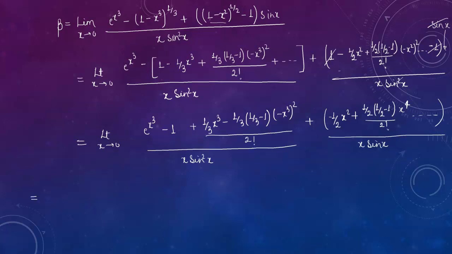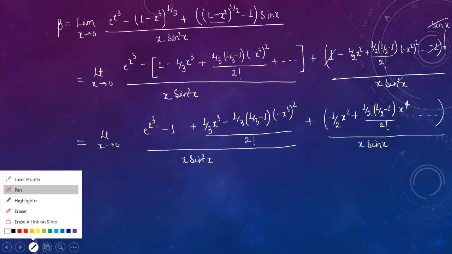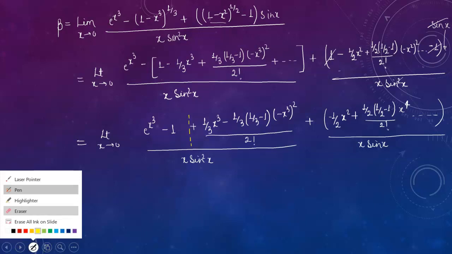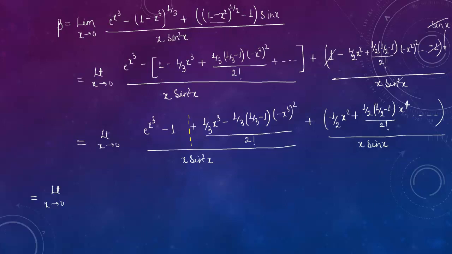So after this, limit x tends to 0. If I separate this term from this side, what is going to happen is e to the power x cube minus 1 upon x sine square x, plus 1 upon 3 x cube minus 1 upon 3 into 1 upon 3 minus 1 x to the power 6 upon x sine square x.